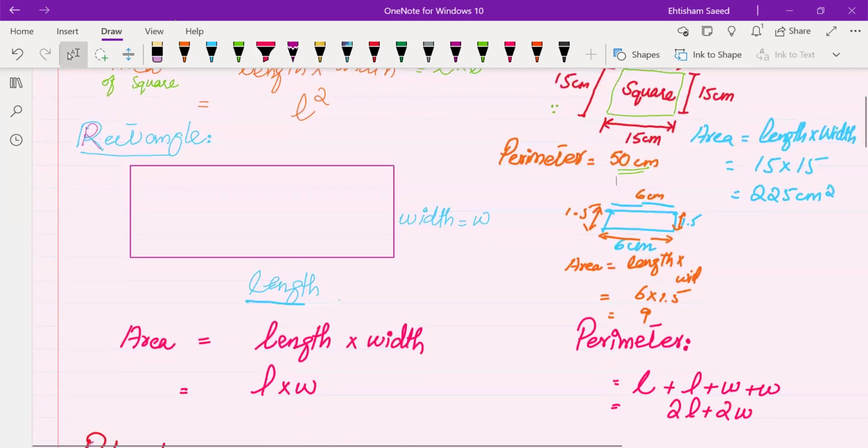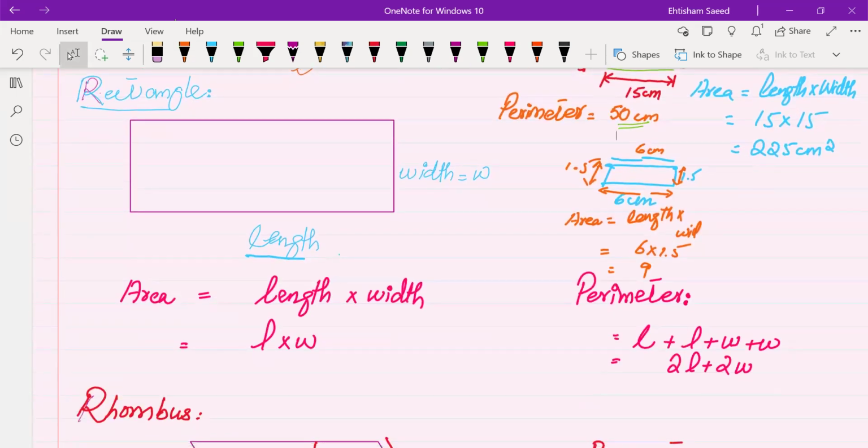If you see this, area is equal to length multiplied by width. Length is L and width is W. So the area of a rectangle can be found through this formula, whereas for the perimeter, we have already discussed that it is the sum of all sides. So it is L plus W plus L plus W, which is 2L plus 2W, the perimeter for the rectangle.